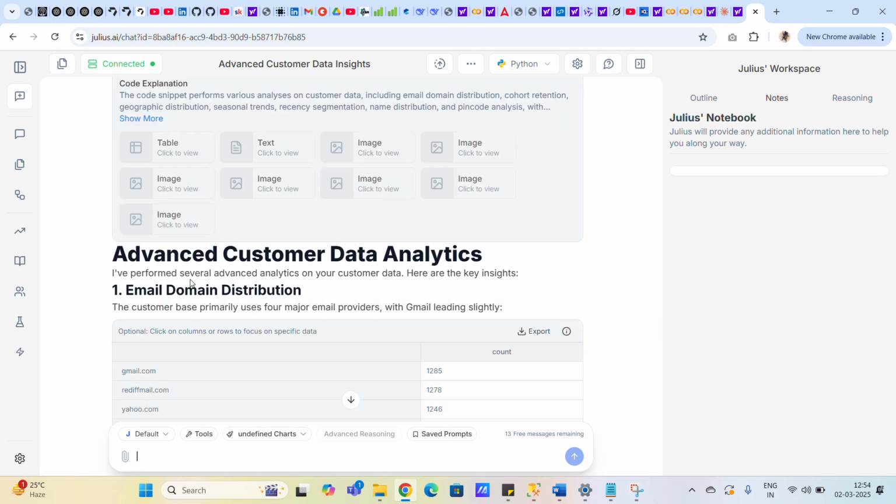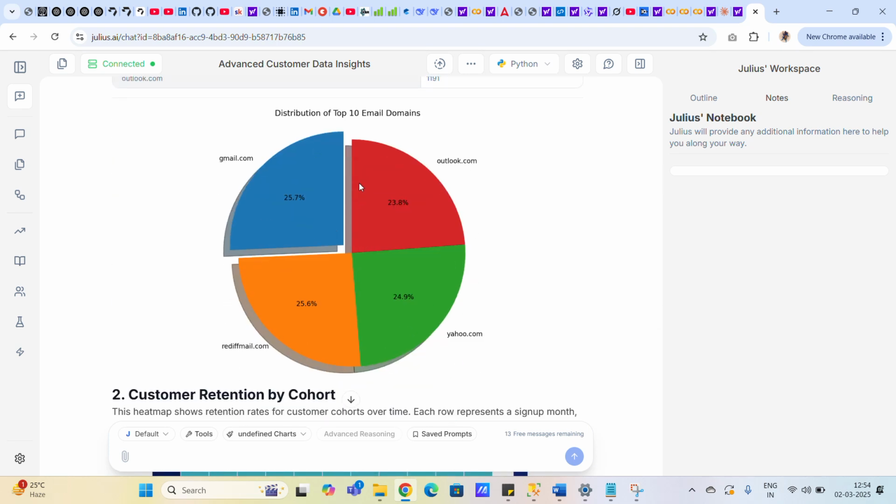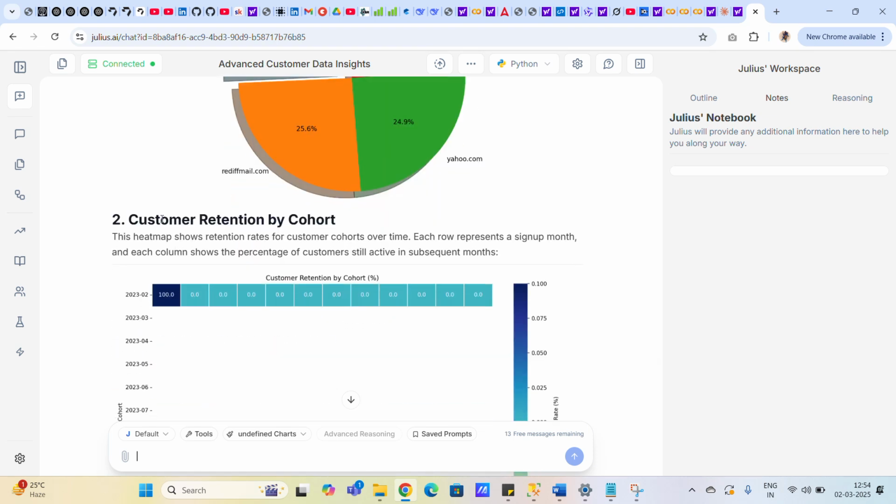They have given the email domain distribution, showing how many domain distributions there are. So we have the number of Gmail is 1285, and this is the graph. This is a very good looking pie chart they have drawn. Then we have customer retention by cohort. This heat map shows retention rate for customer cohorts over time. Each row represents a sign up month, and each column shows the percentage of customers still active.